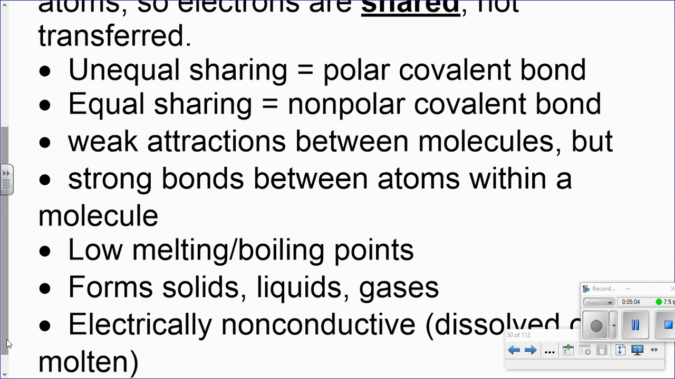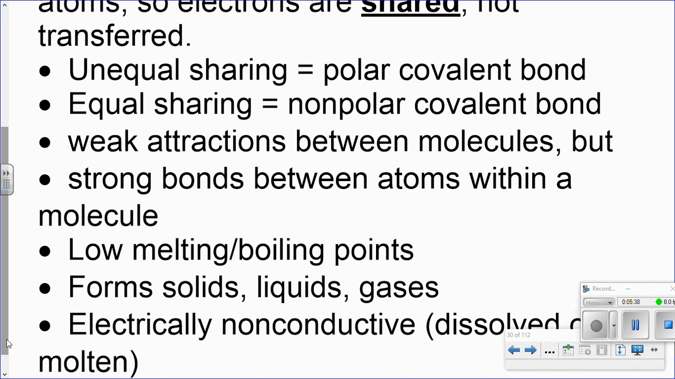Weak attractions between molecules. So two cellular units called molecules are really not very strongly attracted to another molecule or other molecules around it, especially of the same type. But the attraction between atoms within the molecule is quite strong. As a matter of fact, it's the stronger between the two. The covalent bond is stronger than an ionic bond. So we'll rank that here in a second. They do have quite low melting points and boiling points because of the weak intermolecular forces between molecules.